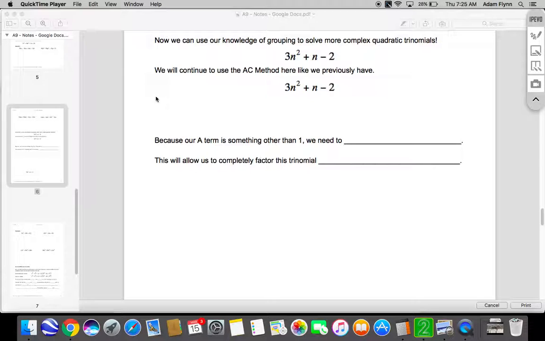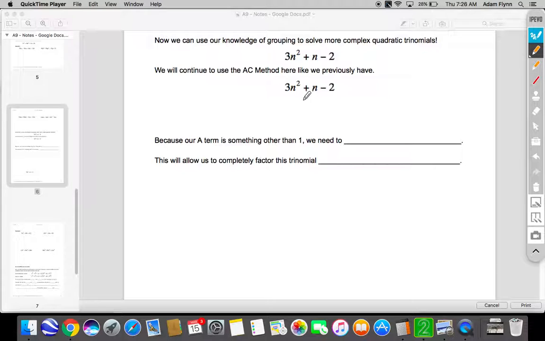Now we can use our knowledge of grouping to solve more complex quadratic trinomials. Okay, so let's take a look at this example. 3n squared plus n minus 2. We will continue to use the AC method here like we previously have. Nothing changes in that regard.